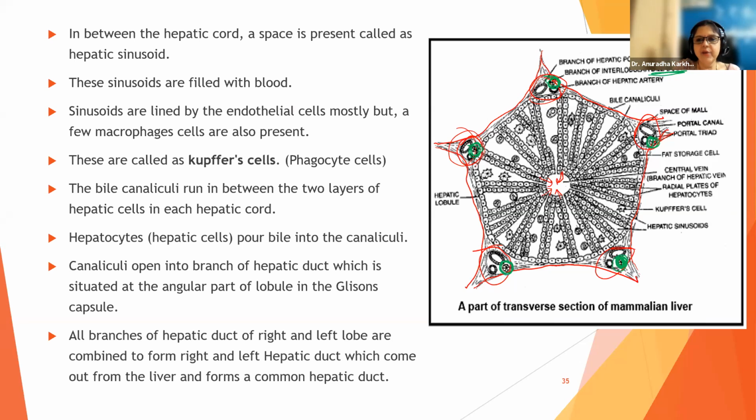Which is situated at the angular part. Can you see it's in an angle? Okay. Of the Glisson's capsule. All branches of the hepatic duct. So you can see this is the bile duct or the hepatic duct. So all branches of these bile ducts or the hepatic duct will be coming from the right lobe and the left lobe, which will merge together as common hepatic duct. Okay, got this? Very clear. Any difficulty, please let me know. Any point not understood, please let me know.